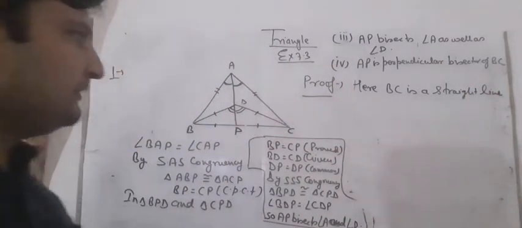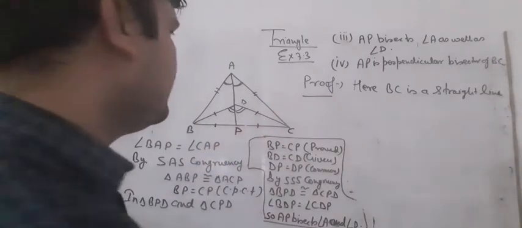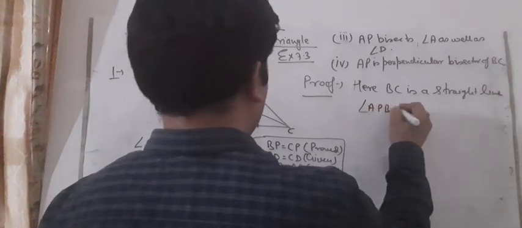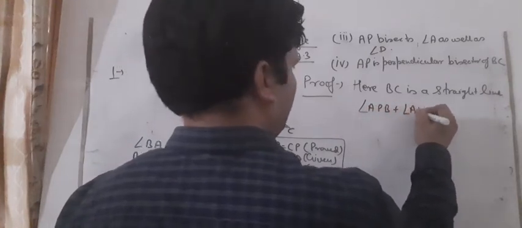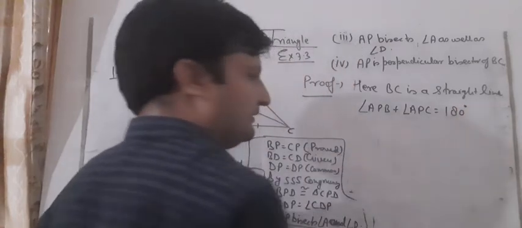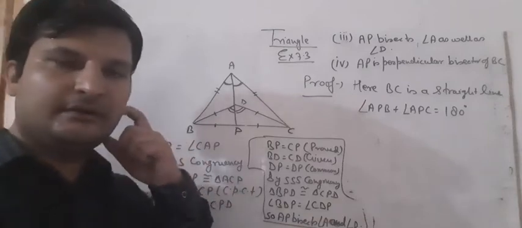Straight line means we know that the sum of these two angles would be 180 degrees. It means it is a linear pair. So we can write that angle APB plus angle APC is equal to 180 degrees, because the sum of these two angles will be 180 degrees.